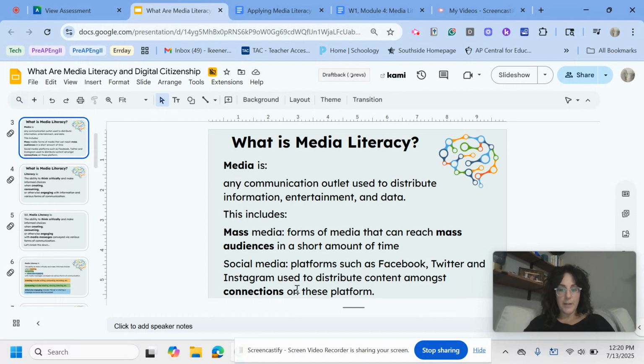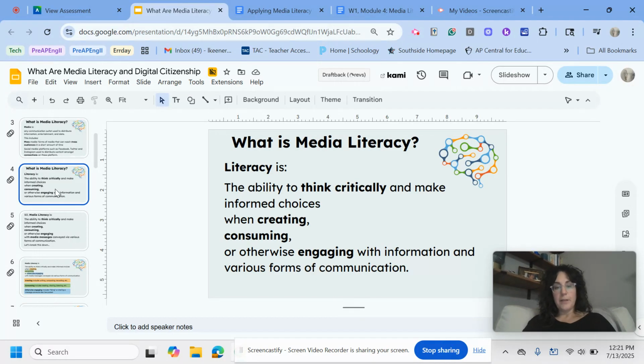So what media is first, knowing that media is any communication that is used to distribute information, outlet or data, any communication outlet. It could include mass media and social media. And then literacy, obviously, is the ability to think critically and make informed choices when creating, consuming, and engaging with information and various forms of communication. This definition of literacy I actually took from the OER Commons source that I'm using, and I will credit that at the end of this presentation.